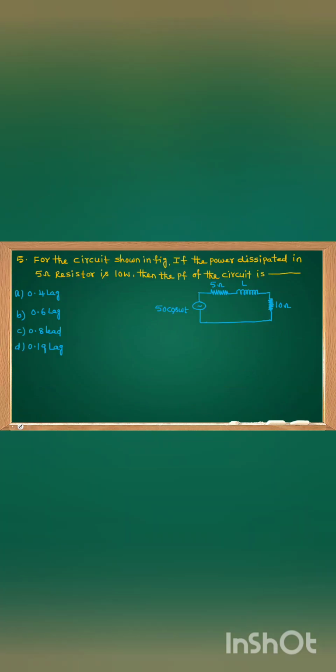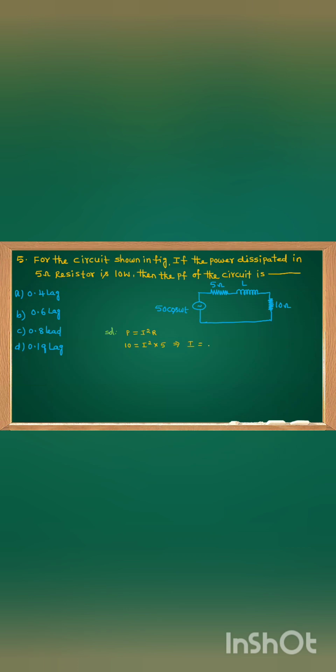Can you try this? For the circuit shown in the figure, if the power dissipated in the 5 ohm resistor is 10 watt, then what is the power factor of the circuit? Apply the conditions. What condition is given? Power dissipated is P equals I square R. P is given as 10 watt, I square into the resistance, which is 5 ohm.